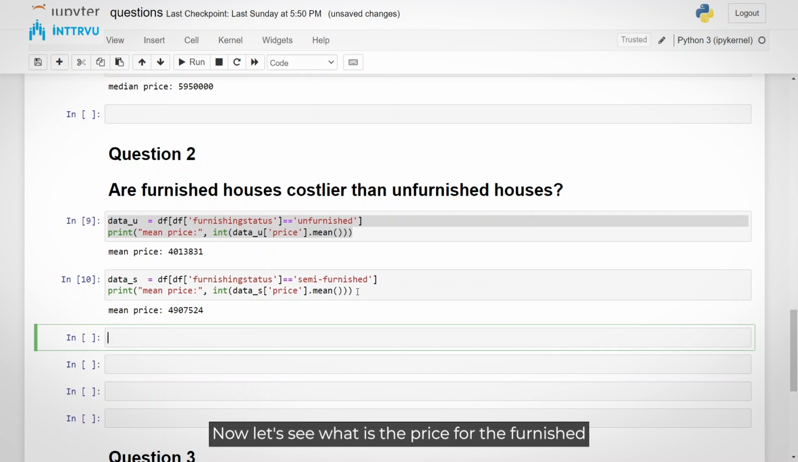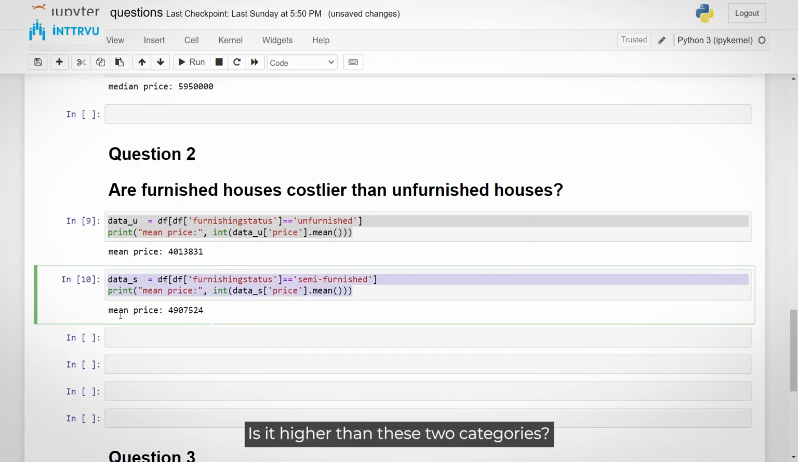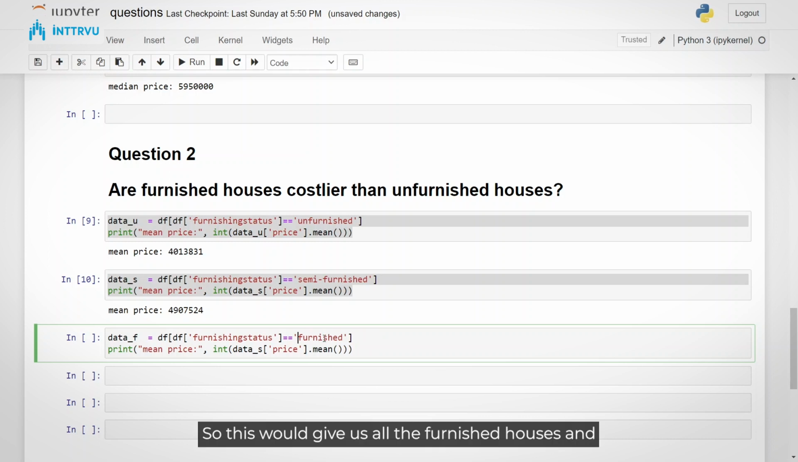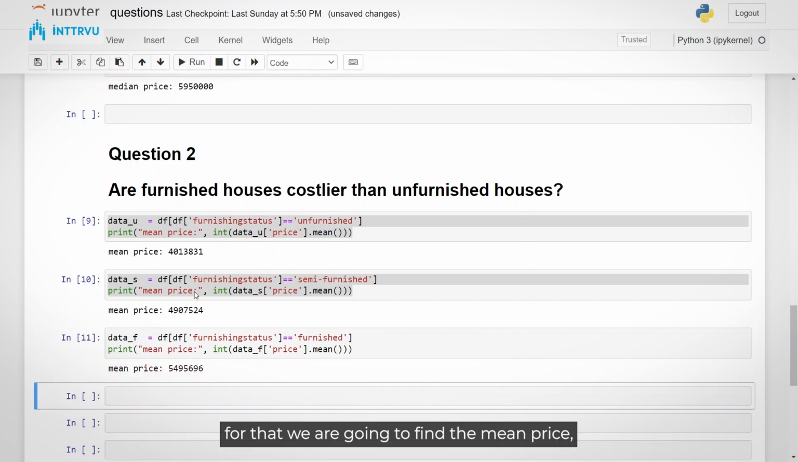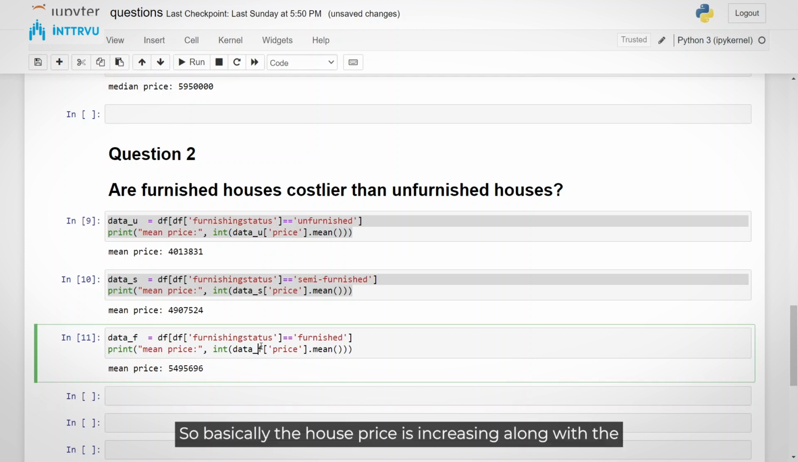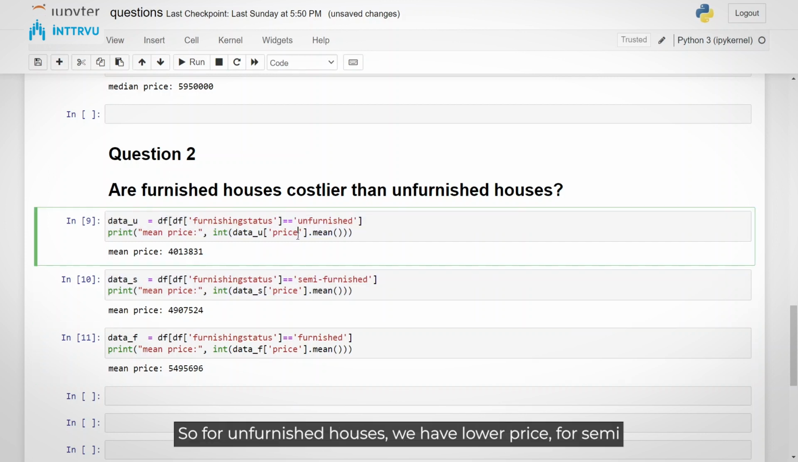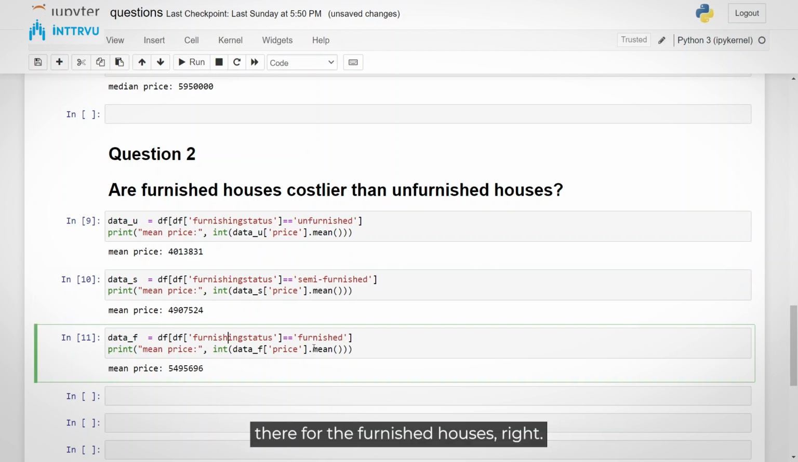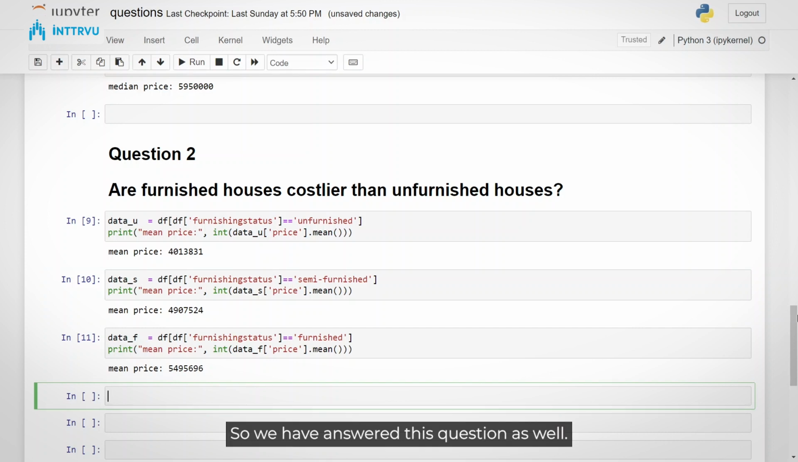Now let's see what the price is for the furnished houses. Is it higher than these two categories? This would give us all the furnished houses, and for that we are going to find the mean price. Okay, so if you see here, it is going around 5.5 million for the furnished houses. So basically, the house price is increasing along with the furnishing status. For unfurnished houses we have the lower price, for semi-furnished we have the average price, and the higher price is there for the furnished houses. So we have answered this question as well.